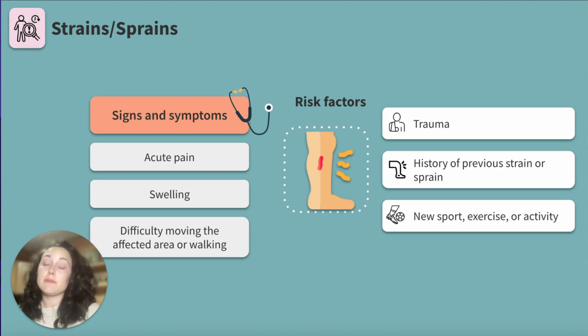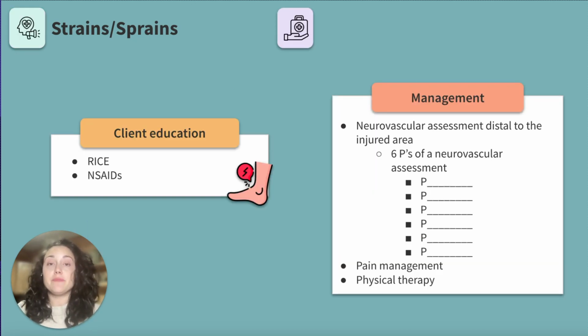Okay, we've talked about the patho, signs and symptoms, and risk factors. Why don't we head on to management and our nursing interventions? Okay, let's talk client education. With tissue injuries, we'll want to teach our clients about RICE. Do you remember what this stands for? Rest, ice, compression, and elevation.